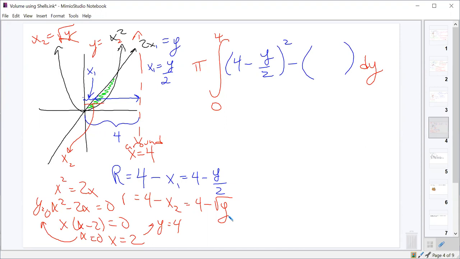Good? Zoom good? Yes. 4 minus root y squared. And I trust that you could all distribute and do all that unpleasant arithmetic and get an exact answer if you needed to. But let's just approximate it just for the sake of time here today.